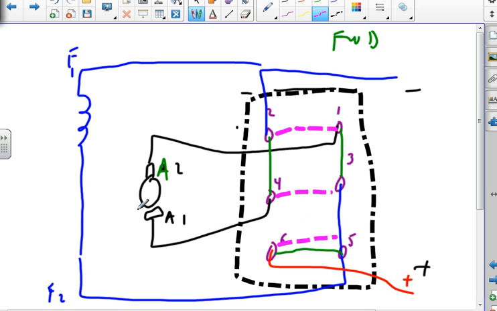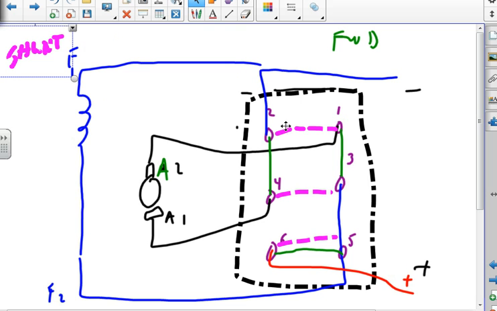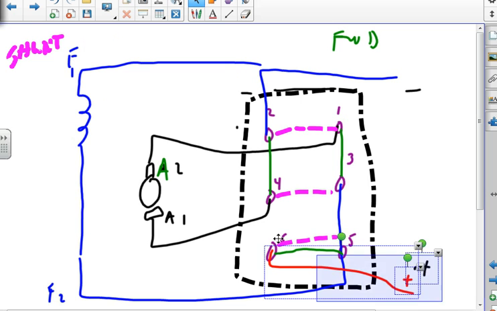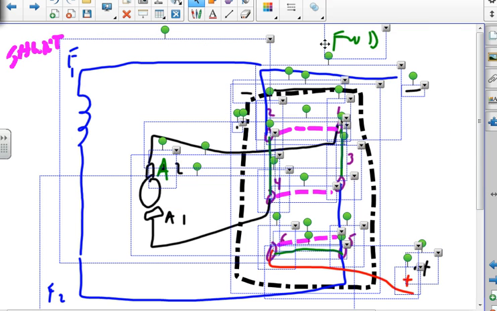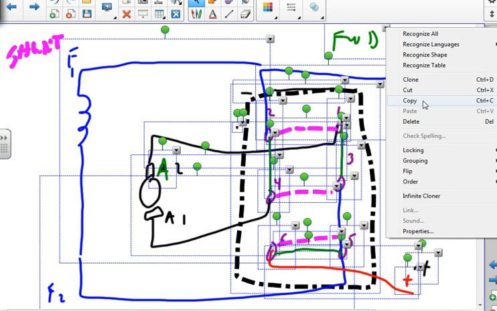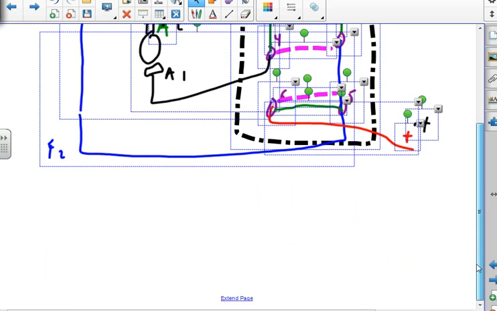Now, this is shunt. What we'll do is I'll copy this over and erase the green guys. So that'll be my plan. Copy.